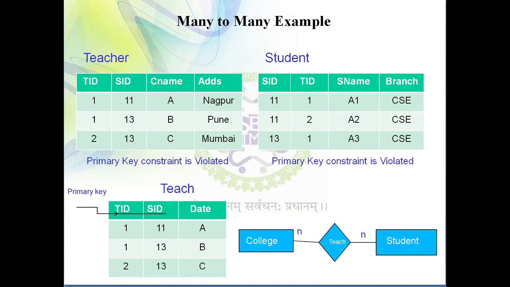Now maybe a question arises in your mind: in the teach table we have combined two attributes to form a primary key, but why are we not doing that in the teacher table?